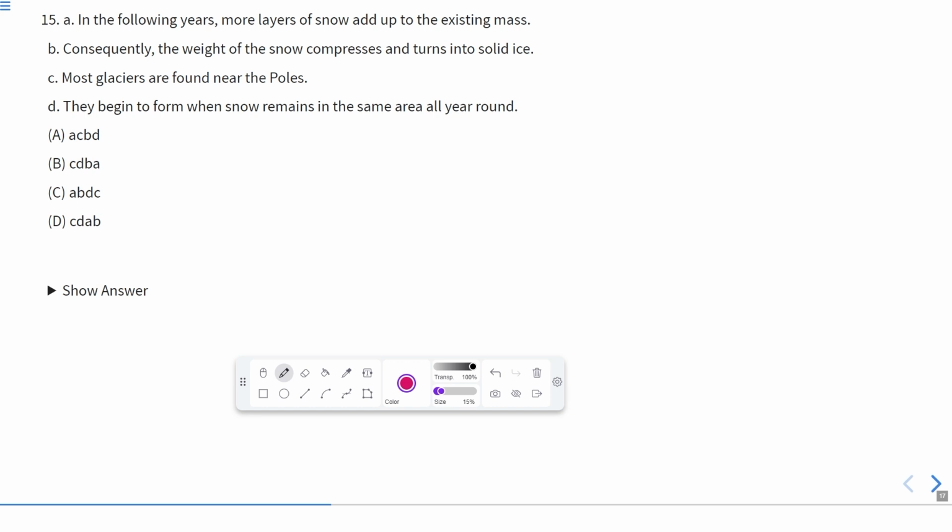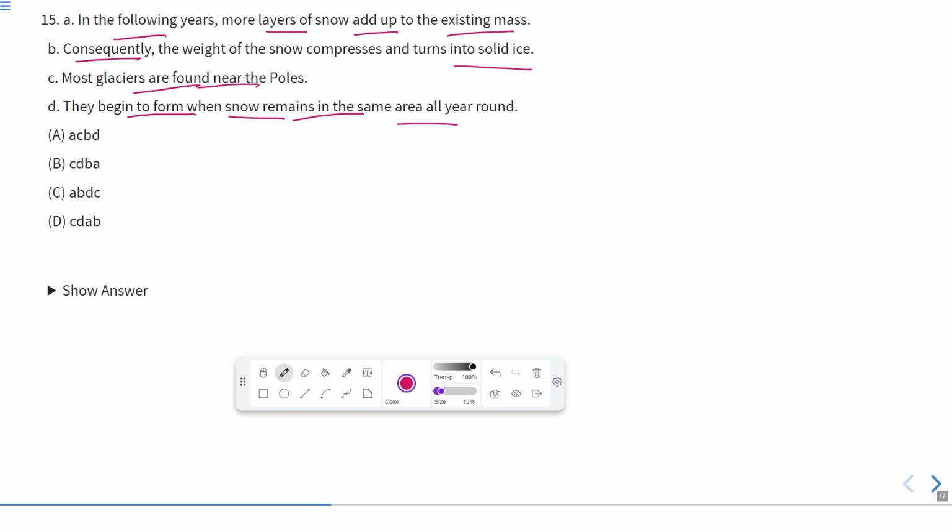Most glaciers are found near the poles. Near the poles means North Pole and the South Pole of the globe. They begin to form when snow remains in the same area all year around. Okay, now, of course, first of all, consequently means as a result of. So, in the following years, more layers of snow add up to the existing mass. They begin to form when snow remains in the same area all year around. Consequently, the weight of the snow compresses and turns into a solid ice. Most glaciers are found near the poles.